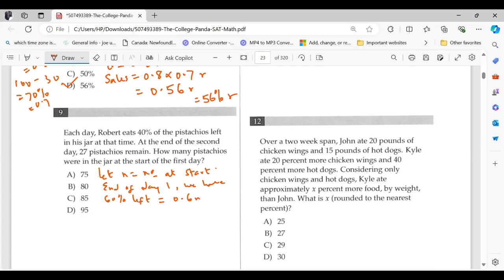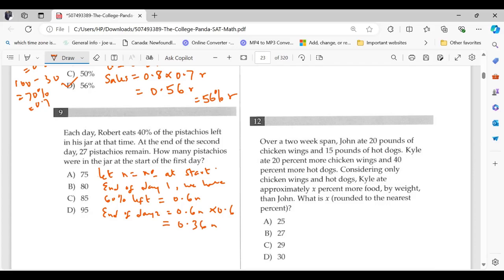Then what happened at the end of the second day, end of day 2? Now he ate another 40% because Robert eats 40% of the potatoes that are left. So if we consume 40%, we are also left again with 60%. So we are left again with 60%, and that gives us a total of 0.36 left.